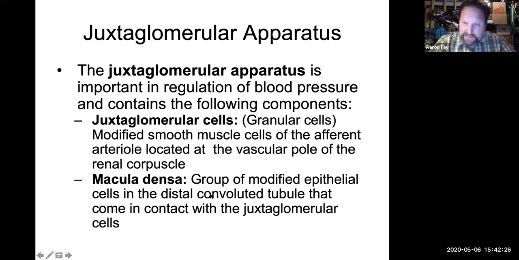And macula densa cells. Macula densa cells are special chemoreceptive cells in the distal convoluted tubule. So the macula densa cells are keeping a very close eye on what's leaving the nephron, and then they can make alterations to the behavior of the granular cells to regulate the production of filtrate. More than that, I will leave for physiology. Right now, just be able to locate these structures and have a general idea of what they do.